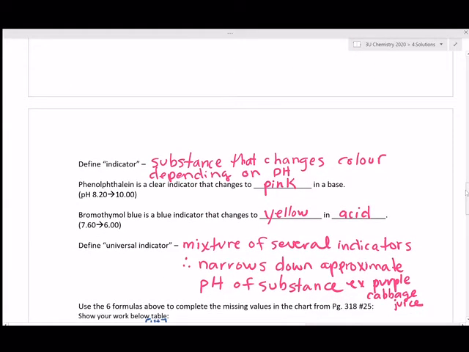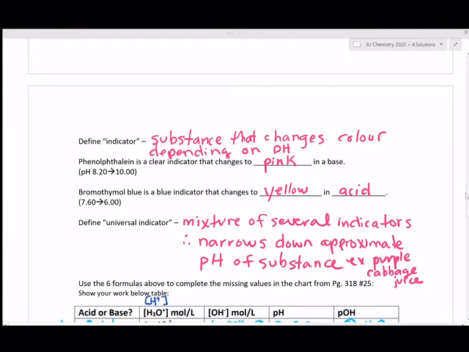Okay, so this is a little bit of review from yesterday. So indicators change color depending on the pH, and some indicators only are one color or another color. So we usually just call those indicators. So phenolphthalein, bromothymol blue are very common ones that we would have used in the lab. And on the back of your periodic table, you can see a range. There's a chart on the back. It's at the bottom right. And it shows all sorts of different indicators and the range at which they change color.